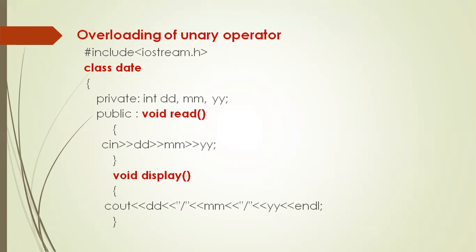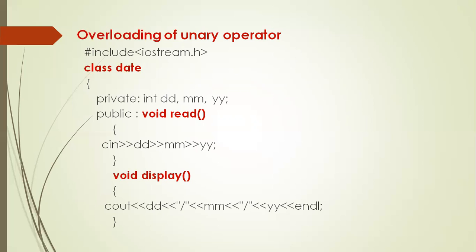Class date, here your class name is date. Already in our previous example, we learned about the member data and some member functions of class date. The class date has three private member data, dd, mm, yy. The first member function is the read function, void read, cin, dd, mm, yy. The second member function is display, that is to display the date in the dd/mm/yy format.